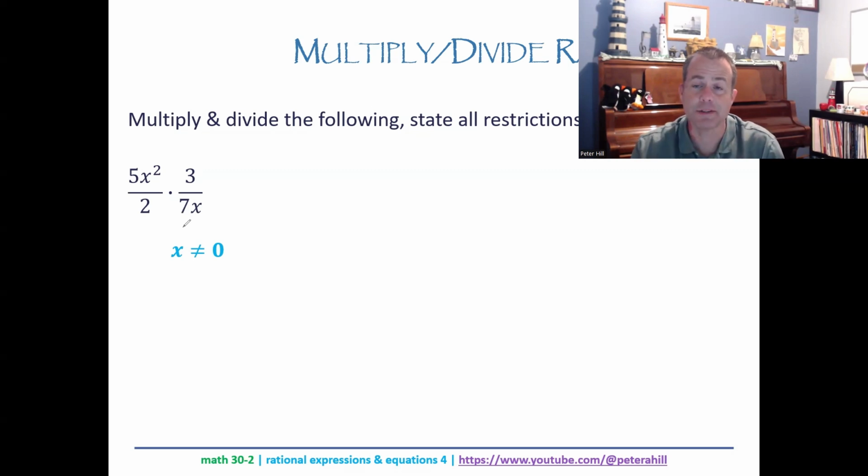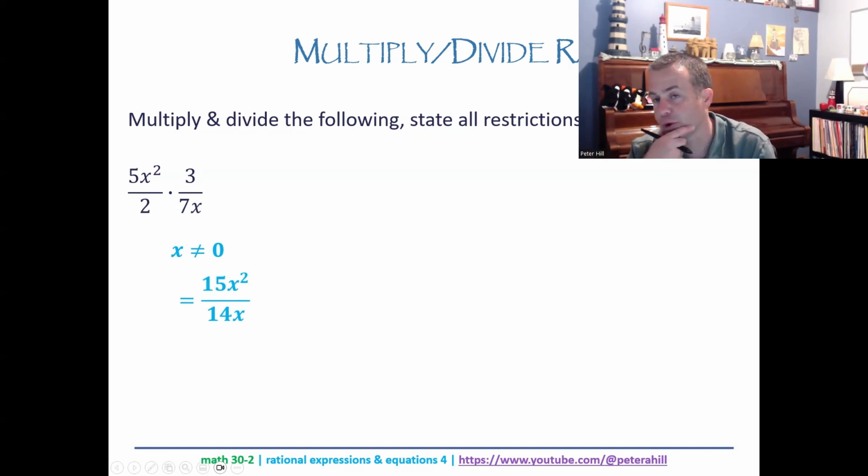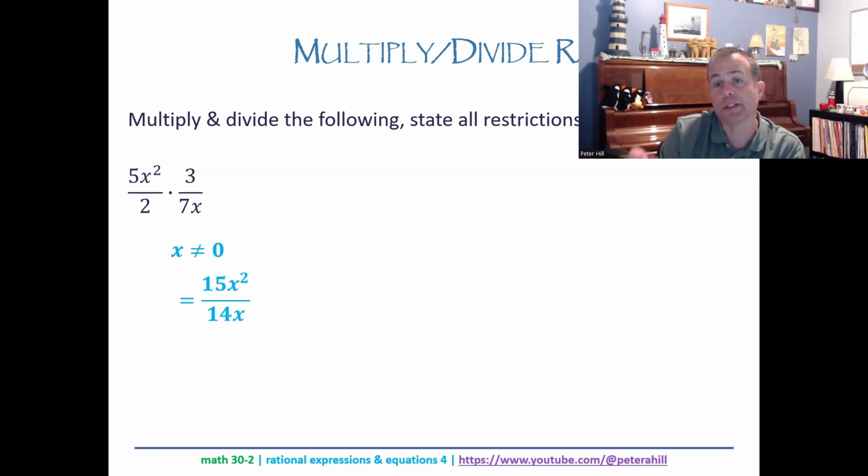Okay, I'm going to take it in baby steps here. I'm just going to multiply the tops, multiply the bottoms. That's going to give me 15x squared over 14x. Now, 15 over 14, I can't reduce that at all. But this x squared over x, when dividing powers of the same base, I subtract the exponents, right?